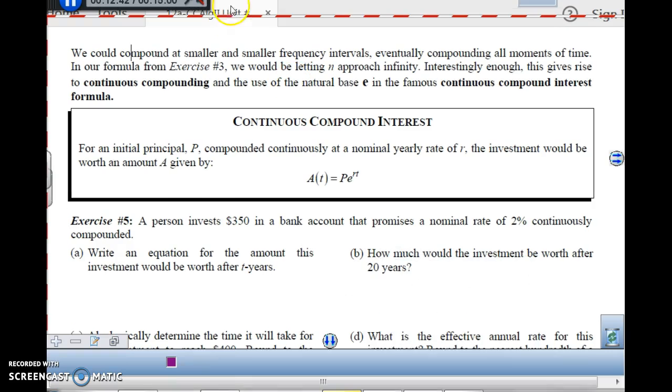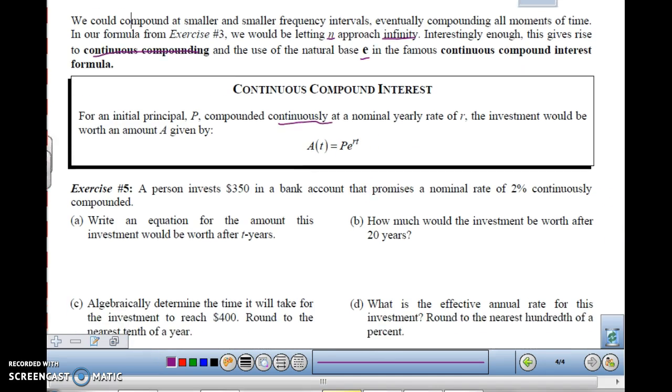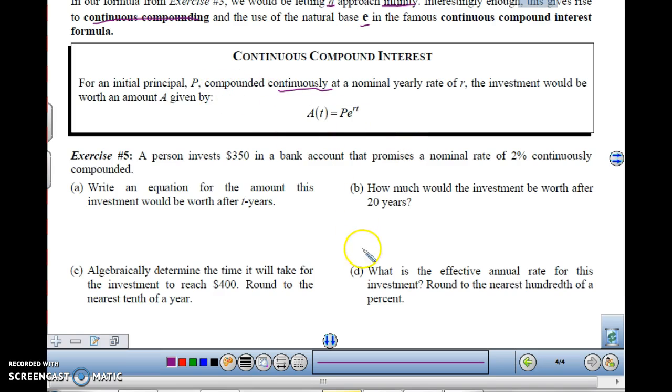Now we could compound at smaller and smaller frequency intervals, eventually compounding at all moments of time. In our formula from exercise 3, we would be letting n approach infinity. So you could keep going smaller and smaller. Interestingly enough, this gives rise to continuous compounding and the use of the natural base e in the famous continuous compound interest formula. This is called the Pert formula. For an initial principal P compounded continuously at a nominal yearly rate of r, the investment will be worth an amount given by A of t equals P e raised to the rt. So continuous compounding is the Pert formula.